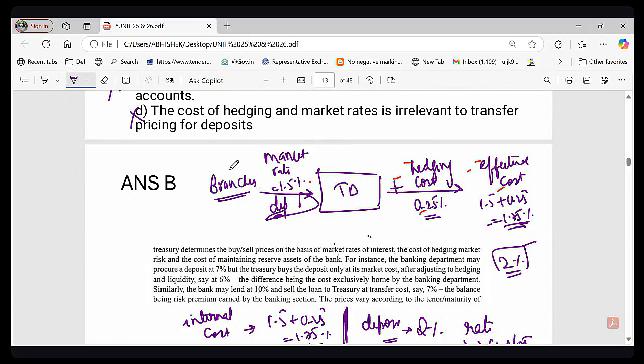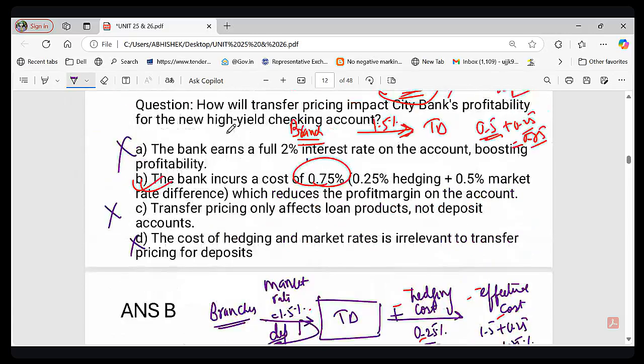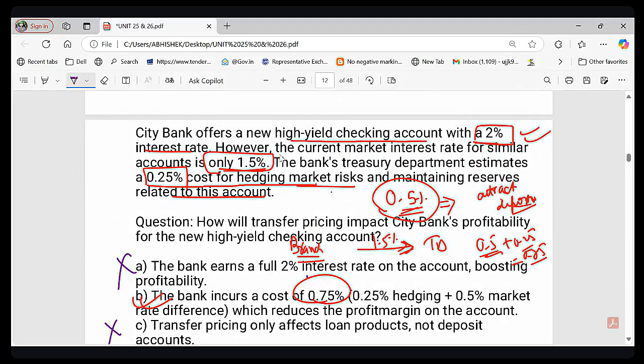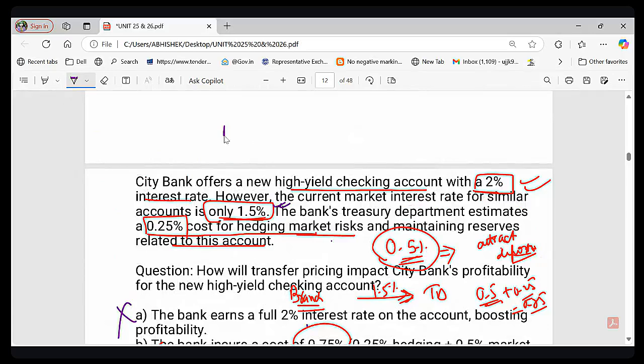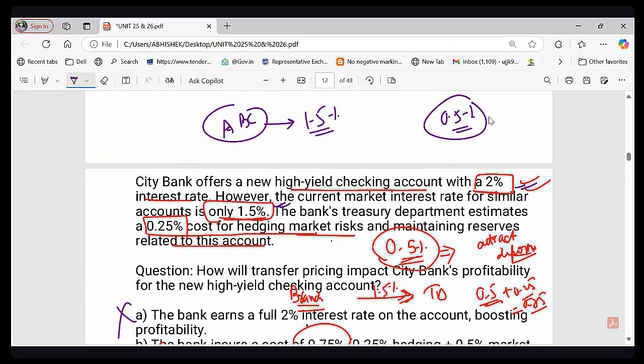Now suppose, try to understand one thing. How much is Citibank paying? See, the market rate is 1.5%. Suppose there are two banks, one is Citibank and the other bank is ABC Bank. ABC Bank is just paying 1.5% on the deposit, but Citibank is paying 2% on the deposit. So it means that Citibank is paying 0.5% extra over the market rate. And why are they paying 0.5% extra? To attract more customers, right?